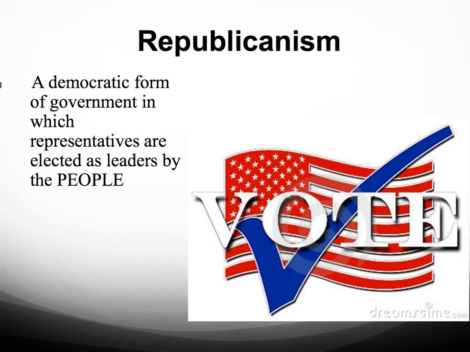All right, our next principle is republicanism. So republicanism, this is a form of government, a democratic form of government, where you have representatives that are elected as leaders by the people. So the people vote on their leaders, and the leaders run the country. That's a republican form of government.